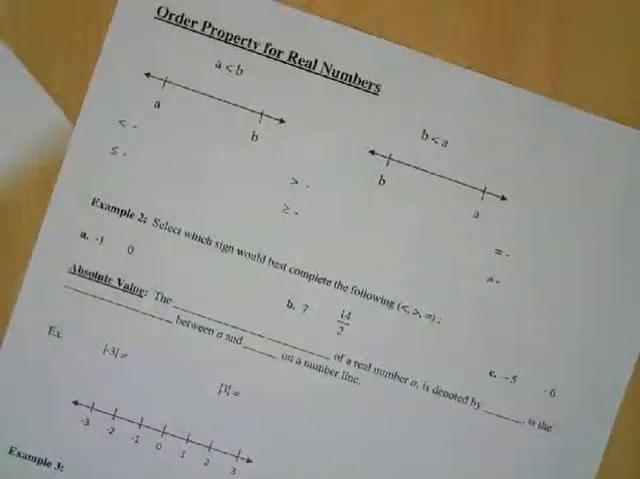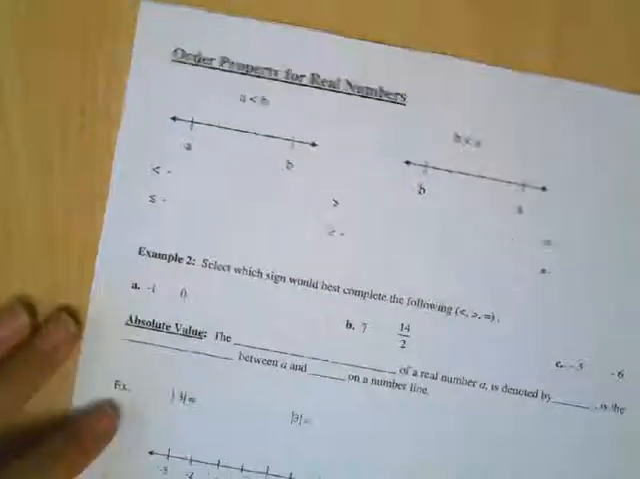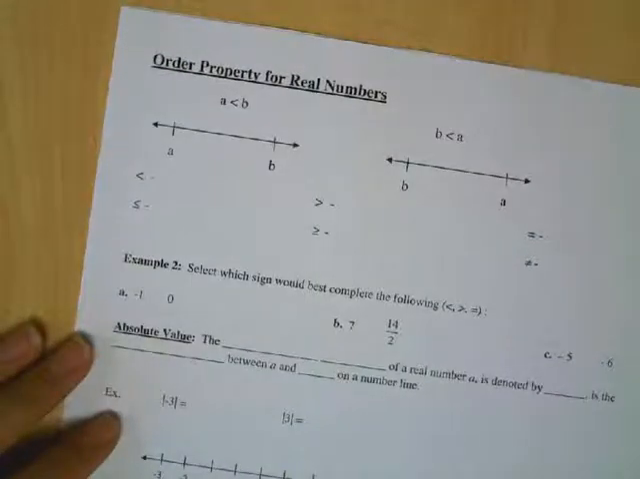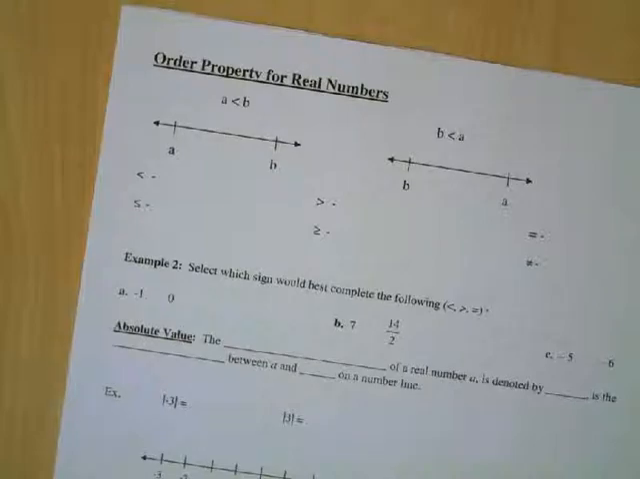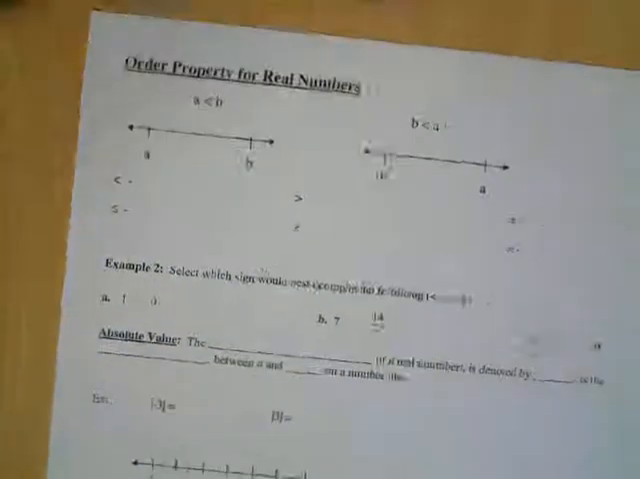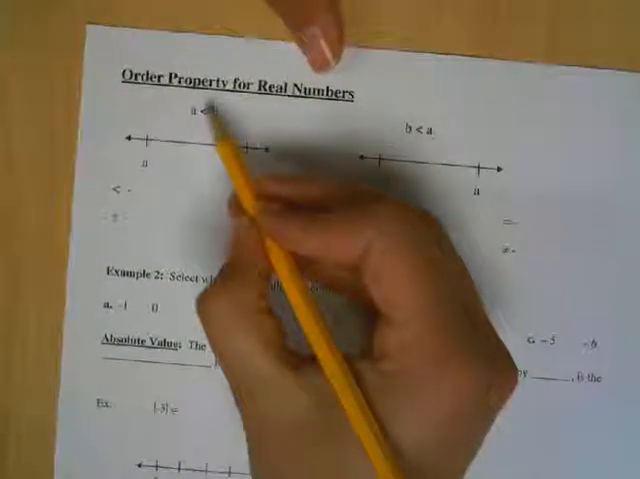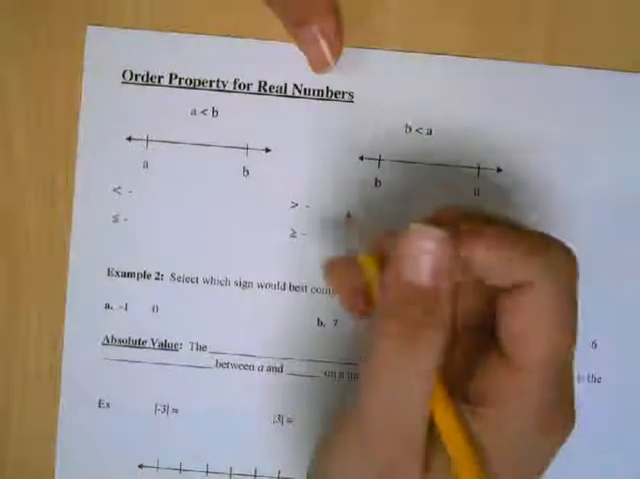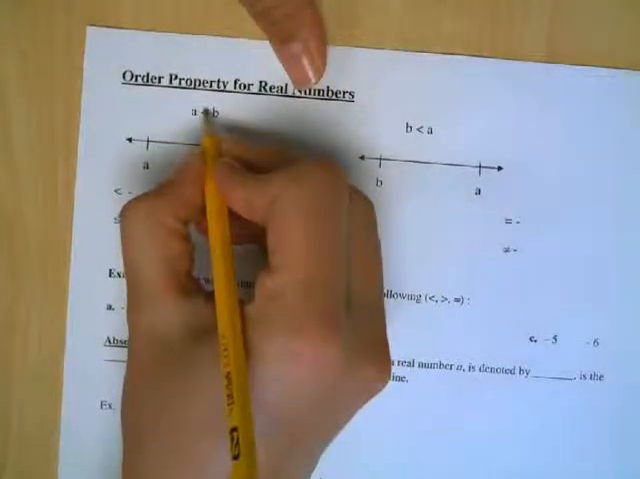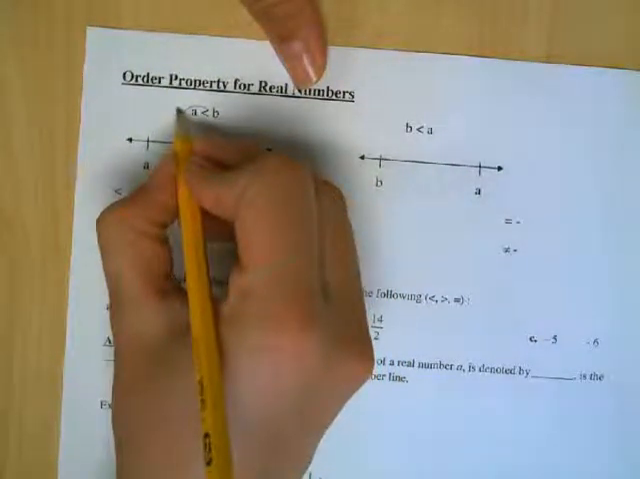Okay, so order property. When you talk about the order property for real numbers, you're talking about your less than, your greater than, those kinds of things. Okay, this should be really, really easy. The biggest thing is just remembering what your inequality symbols look like. Remember, these are inequalities.